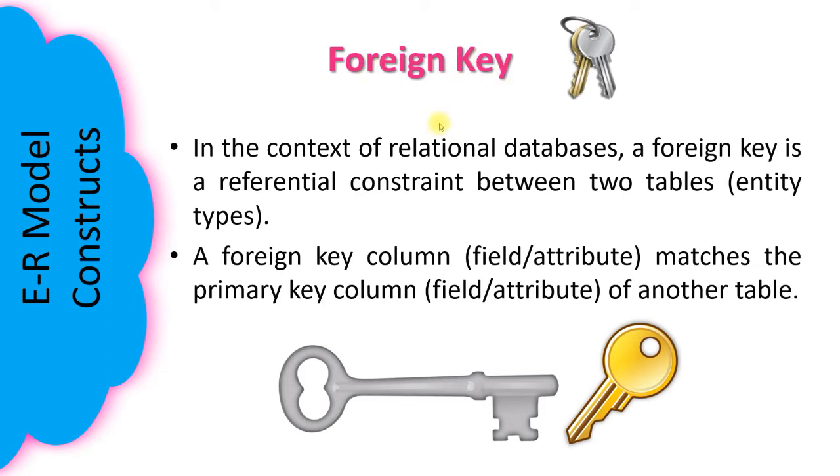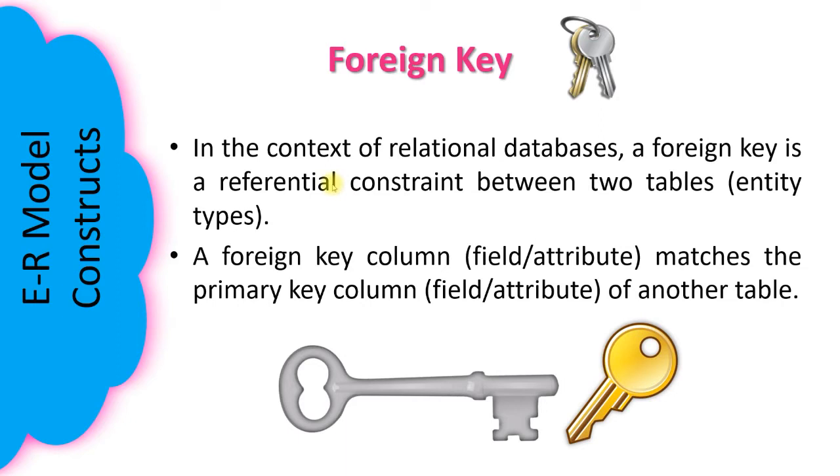What is a foreign key? A foreign key, originally, is a primary key of one entity type that is assigned as a foreign key. I can say that it is the primary key of one entity type that is duplicated and assigned as a foreign key attribute in another entity type that is related to the first entity type. I will just read this: in the context of relational databases, a foreign key is a referential constraint.